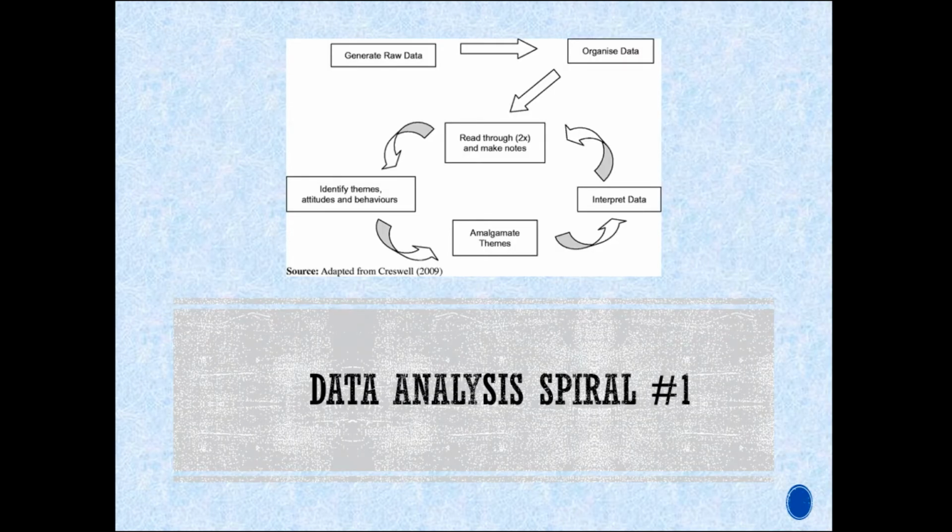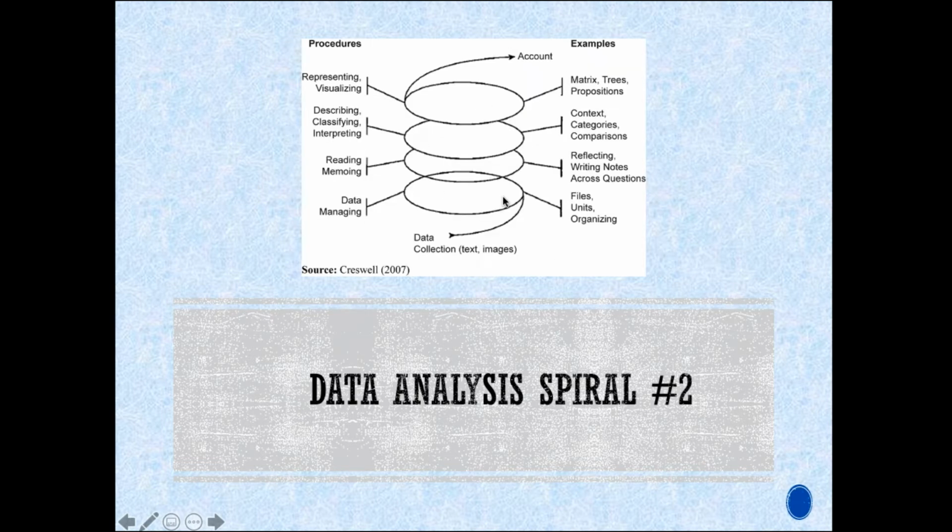So again, before I start, we have this data analysis spiral, number one, in which you start by generating raw data, then you organize your data, then you read and read and read, three, four, five times, and make notes. Now, after you make notes, you identify themes, codes, categories, attributes, and behaviors. Then you develop your themes, then interpret the data. Then if you feel you have not understood well enough to explain that phenomenon, you again read and read and read, or maybe you generate the data again, organize the data, then read and read, and you continue.